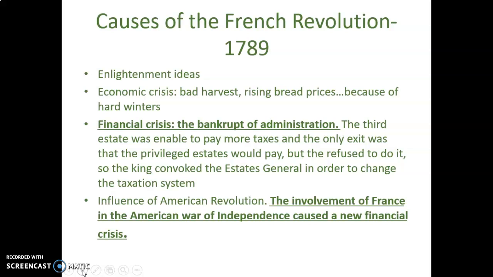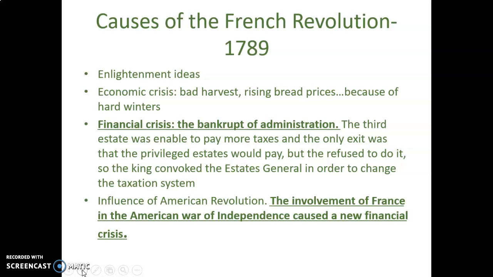If you look here, basically, the causes of the French Revolution: the Enlightenment ideas, of course, and the economic crisis. They had some bad harvests, bread prices rose, and there were some hard winters in France. Then there was the financial crisis, basically the bankruptcy of the administration. The Third Estate was unable to pay more taxes, and the only exit was that the privileged estates would pay.